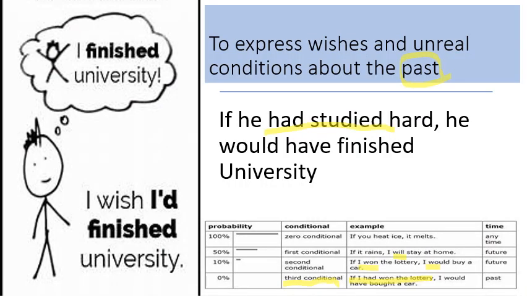Third usage. When do I use the past perfect? Usually the past perfect is used when you want to express wishes and unreal conditions, and usually these wishes are about the past. Okay, if you look at this picture, this is a person.